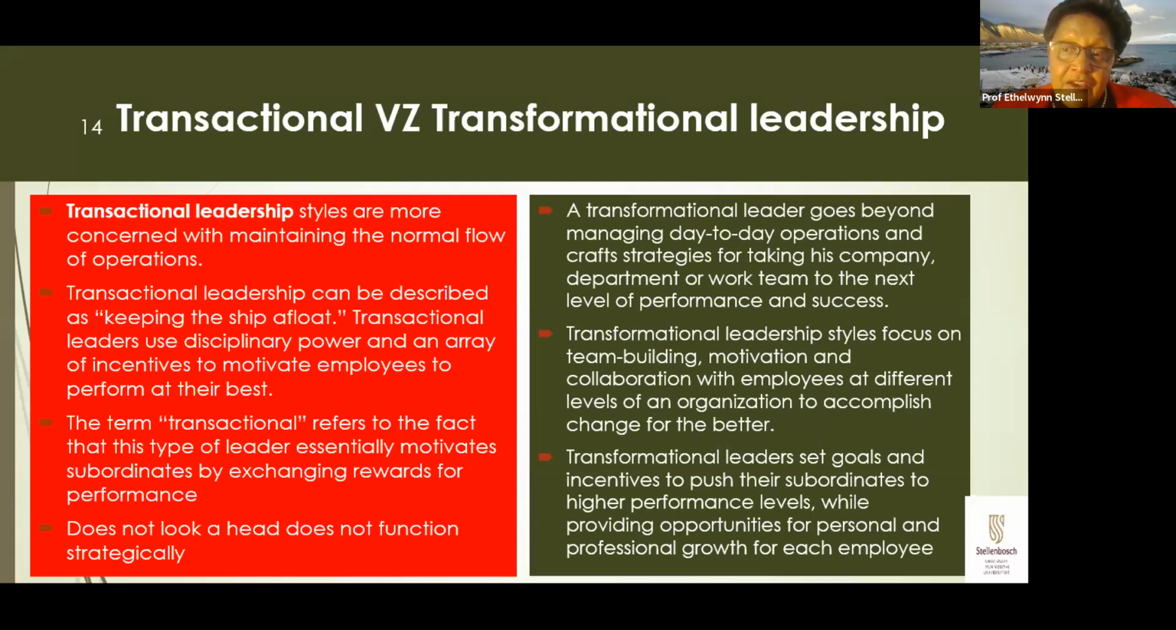Transformational leadership styles focus on team building, motivation, and collaboration with employees at different levels of an organization to accomplish change for the better. Transformational leaders set goals and incentives to push their subordinates to higher performance levels while providing opportunities for personal and professional growth for each employee. So what do we need in the clinical environment? Transformational leaders. We need leaders that can transform an environment.